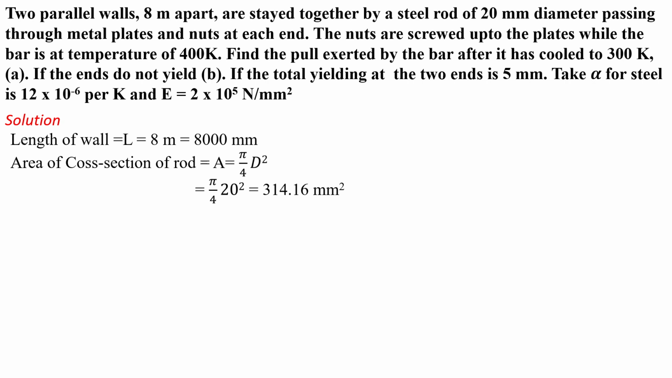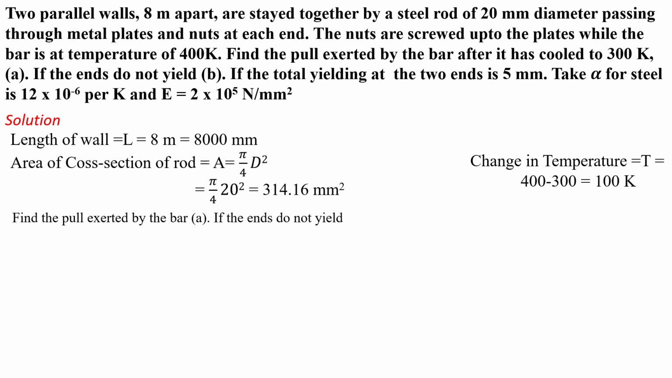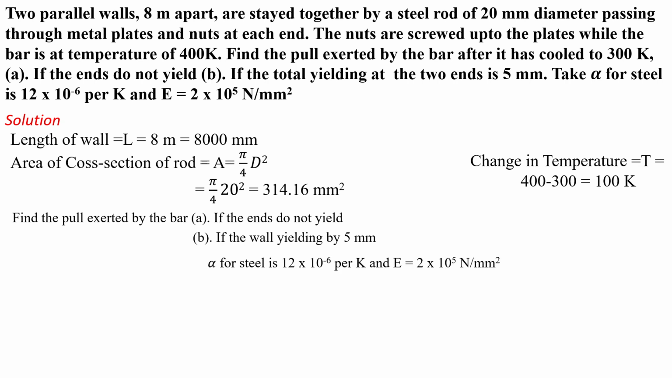And the temperature fall: initially it is 400 Kelvin, then it cools down to 300 Kelvin. Then the change in temperature, let's consider capital T, equals 400 minus 300, equals 100 Kelvin. Then we have to determine the pull exerted by the bar, first if the ends do not yield, and similarly if the walls yield by 5 mm. It is given that the alpha value is 12 into 10 to the power minus 6 per Kelvin, and the E value is 2 into 10 to the power 5 Newton per mm square.